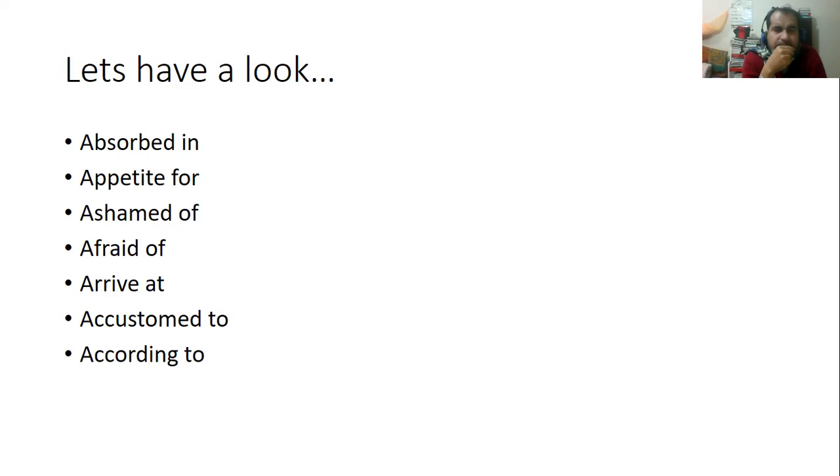Then the next one is ashamed of. So you see the words absorbed in, appetite for, these are all prepositions, and very common prepositions, the easy ones that we all should know. At least the students of HSC should know these uses, and these are very important for exams also.